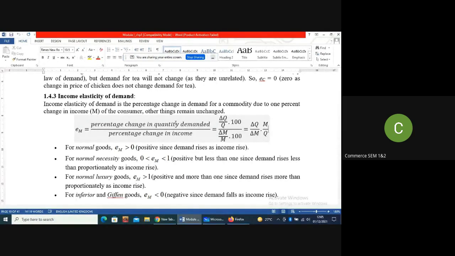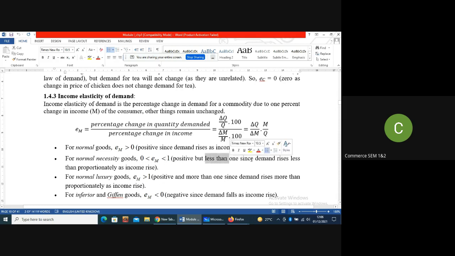Fine. Now again, for normal commodities, the value of income elasticity will be positive, because when income rises, demand for that commodity must rise as the commodity is a normal good. So the denominator is positive, the numerator will also be positive, so the sign of EM must be positive. For normal necessity goods, the value of EM will be positive, but it will be less than 1 and greater than 0.